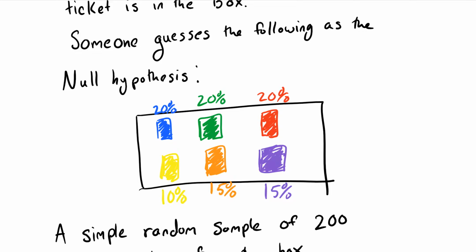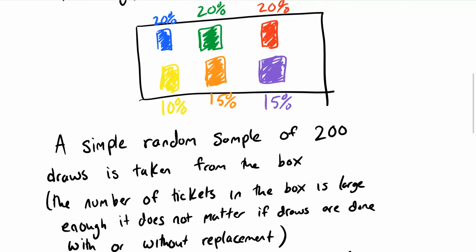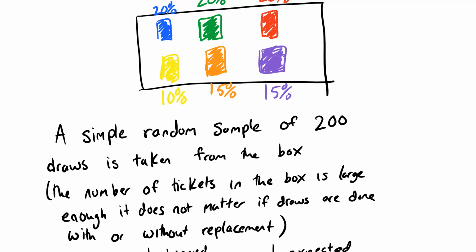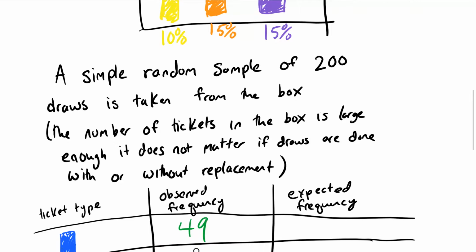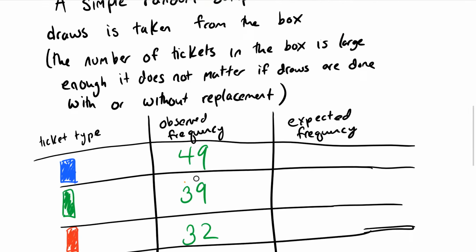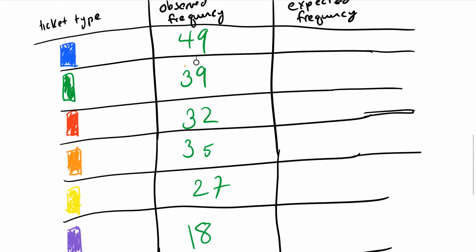In order to answer, we will need to take draws from the box. Let's say we take 200 draws from the box. The number of tickets in the box is so large that it does not matter if we draw with or without replacement. And the number of each colored ticket was recorded below. So 49 of the last 200 draws were blue, 39 were green, 32 were red, 35 were orange, 27 were yellow, and 18 were purple.